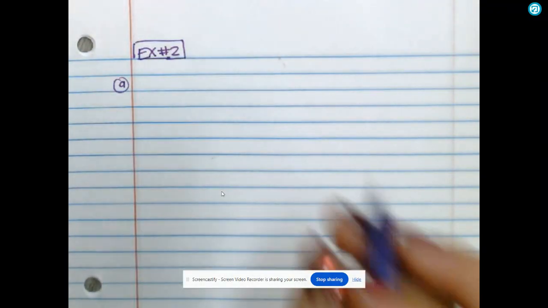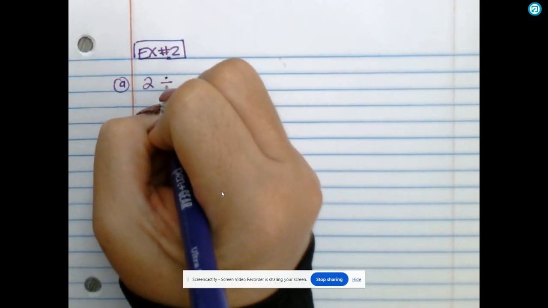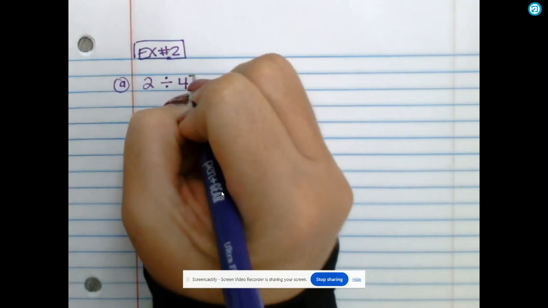Okay, and like I said, we're not going to do a whole bunch of them, but we are going to try to shoot through some of these. So example number 2. All right, letter A. So here we go. Letter A is going to be 2 divided by 4 to the negative third. All right, so again, first thing we want to do is try to make these into the same base.